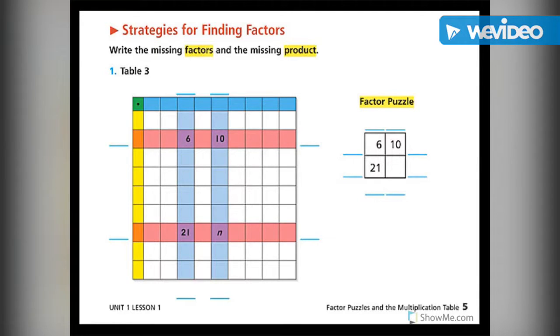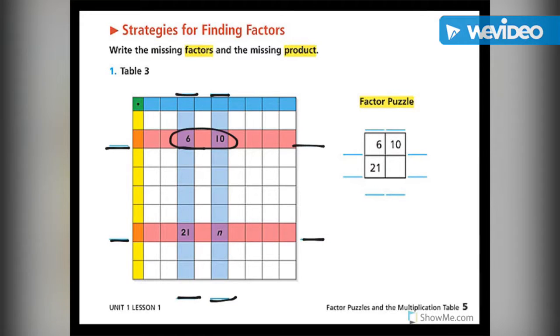Here we're going to take a look at a multiplication table, and we're going to write the missing factors and the missing product. I'm going to take a look at 6 and 10. So I see a blue line, and that's where I have to write my answers.